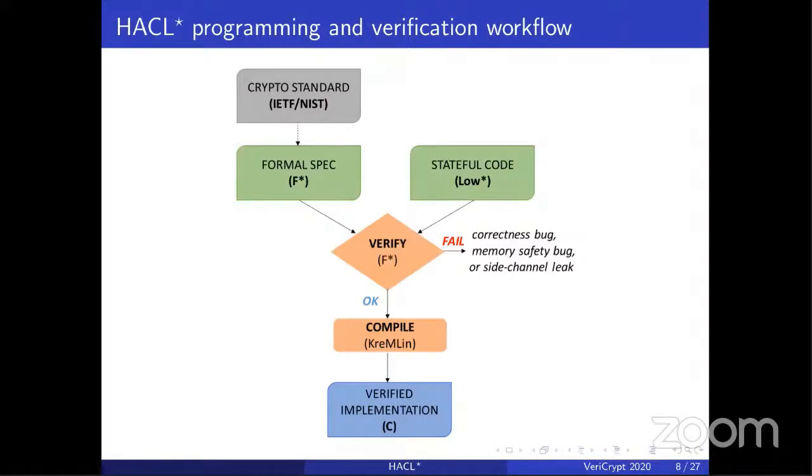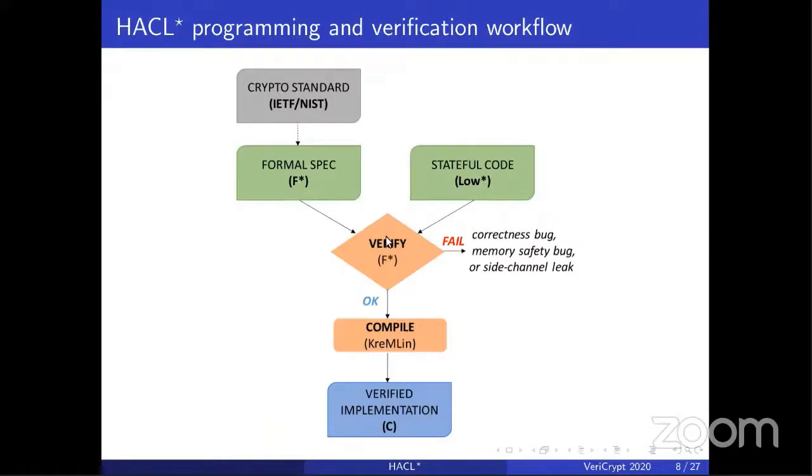For this, you might want to use HACL, which has the following programming and verification workflow, where you start, as expected, by defining your formal specification written in Pure F-star. Then you will need to write stateful code in Low-star, which is a subset of F-star, where you can independently prove properties about memory safety and secret independence. So you can go down this path of our verification workflow, and then of course you can prove functional correctness, that your code meets the formal spec.